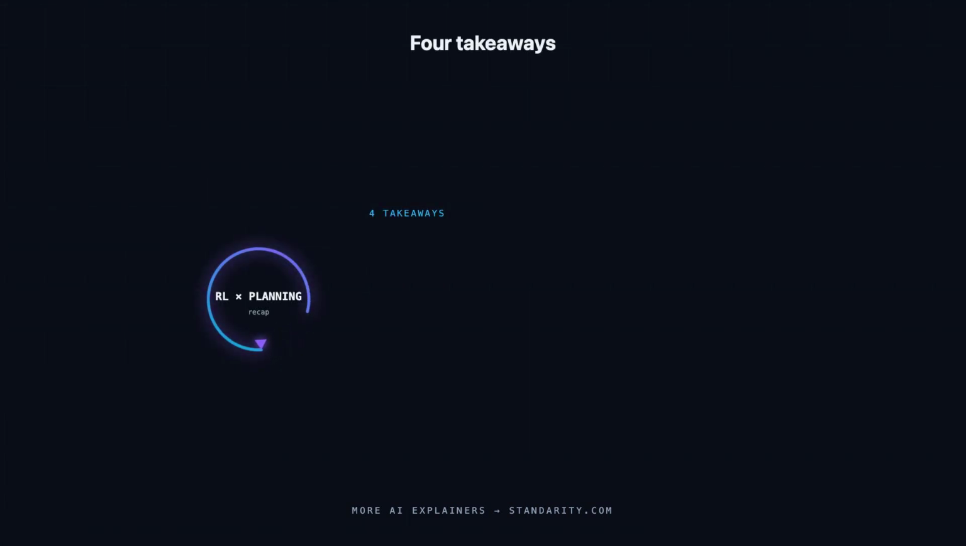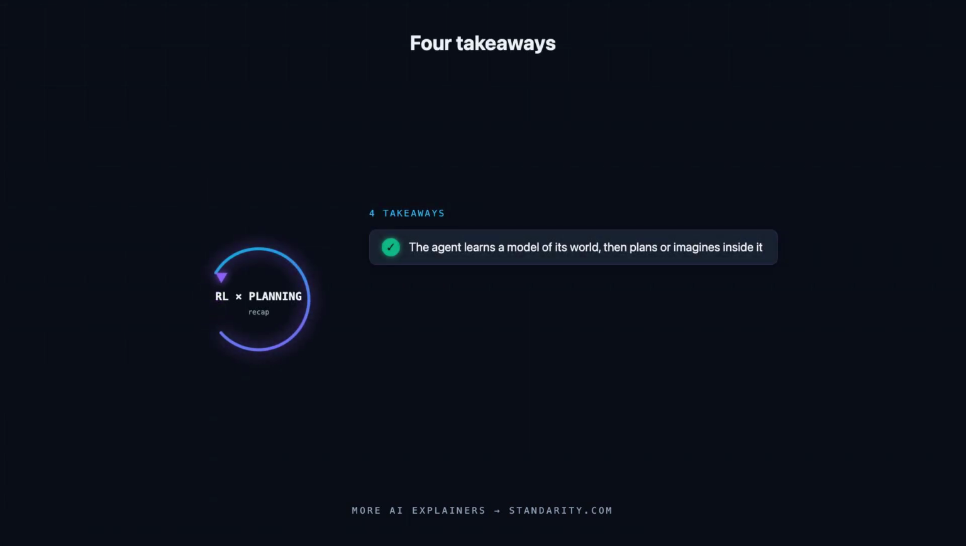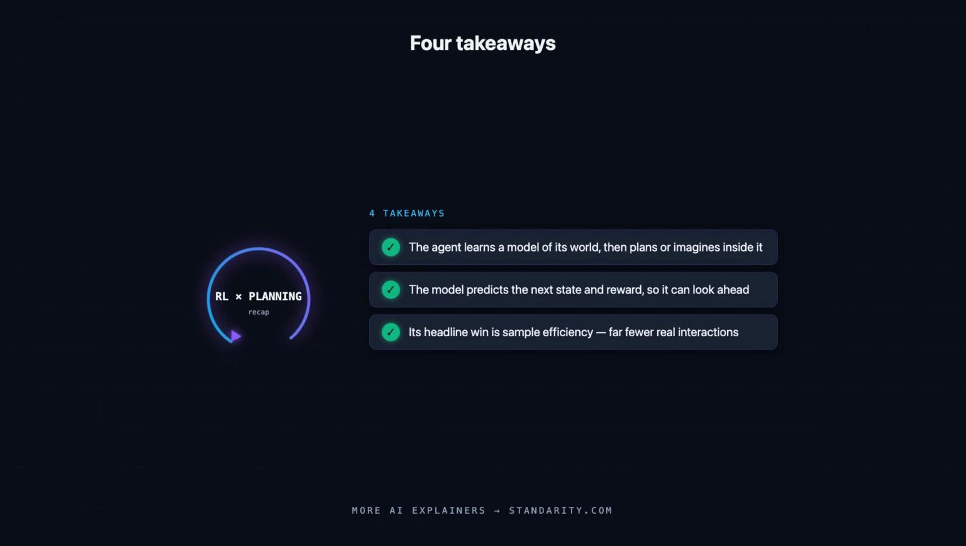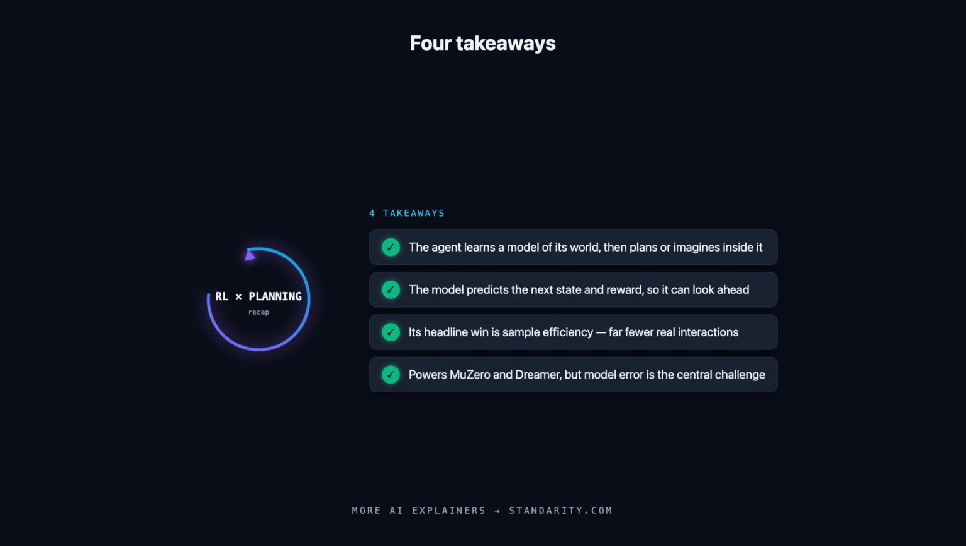All right, let's lock in the essentials. This approach has the agent learn a model of how its environment works, then plan or imagine inside it rather than relying only on trial and error. The model predicts the next state and the reward, letting the agent look ahead and simulate possible futures before it ever acts. Its headline advantage is sample efficiency, needing far fewer real interactions, which matters when experience is slow, expensive, or risky, as with robots and self-driving. It powers MuZero and Dreamer, though model error remains the central challenge to manage.